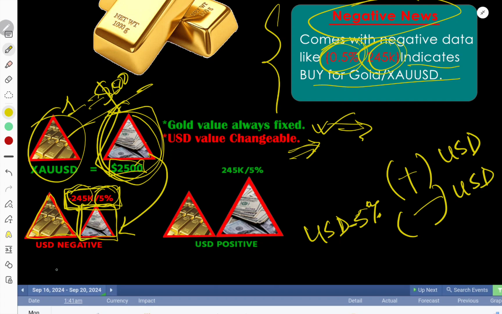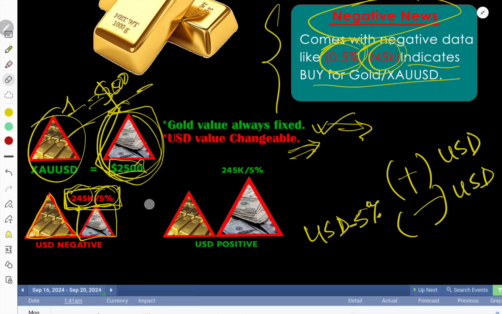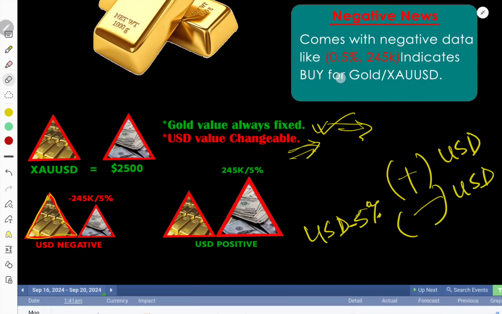Suppose before, one gold is equal to 2500. If USD loses 5% value, in that case if we want to buy one gold, we have to put more money in the USD side. It can be 2600 or whatever comes with the calculation. So gold is always fixed and USD is always variable or changeable.